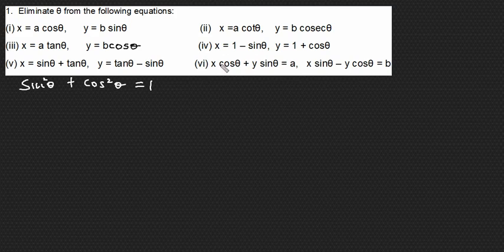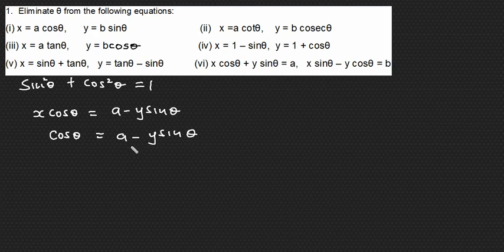We can make cos the subject here and write it in terms of sine. Then we come and substitute for cos here so that we remain with only sine. Then we make sine the subject. So this is what I mean. From this one here, x cos theta is going to be a minus y sine theta, meaning that my cos theta will be a minus y sine theta divided by x.